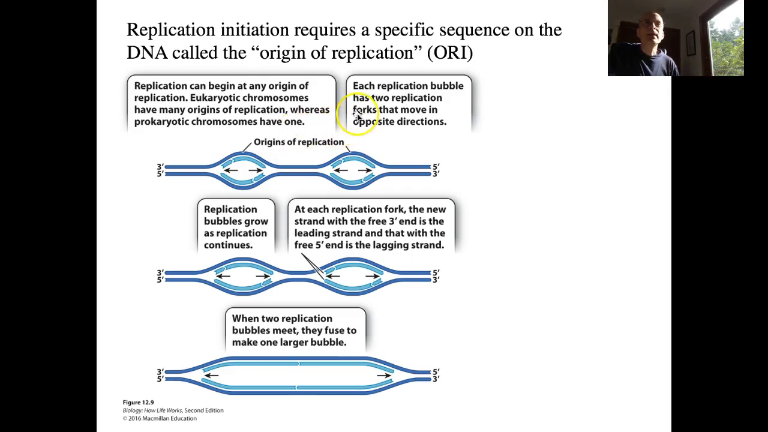And so then each replication bubble has two replication forks that move in opposite directions. So this one will move in that direction, and that one will move in that direction. And at some point, two of these bubbles will meet, and they just sort of pop together, and then we have the long strands, and they get fused together with the enzyme ligase. So that's how organisms with linear chromosomes do that.